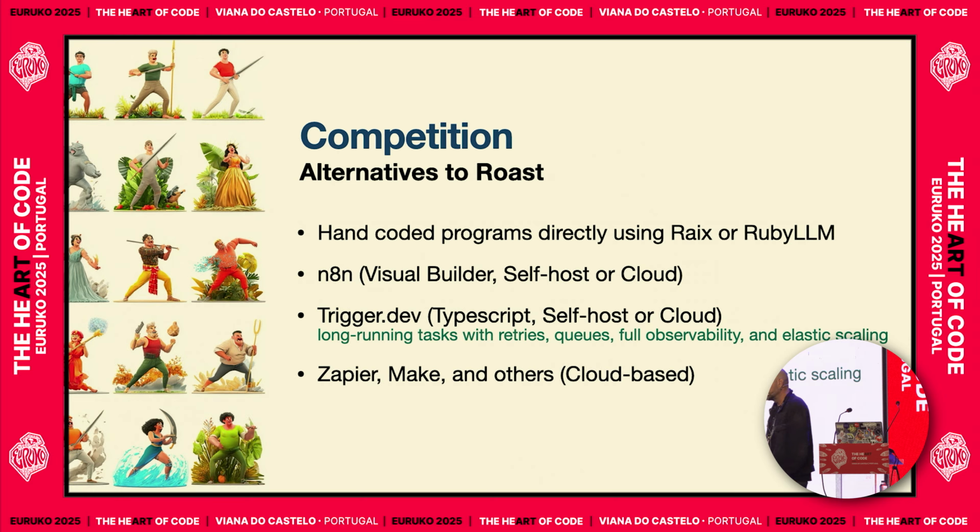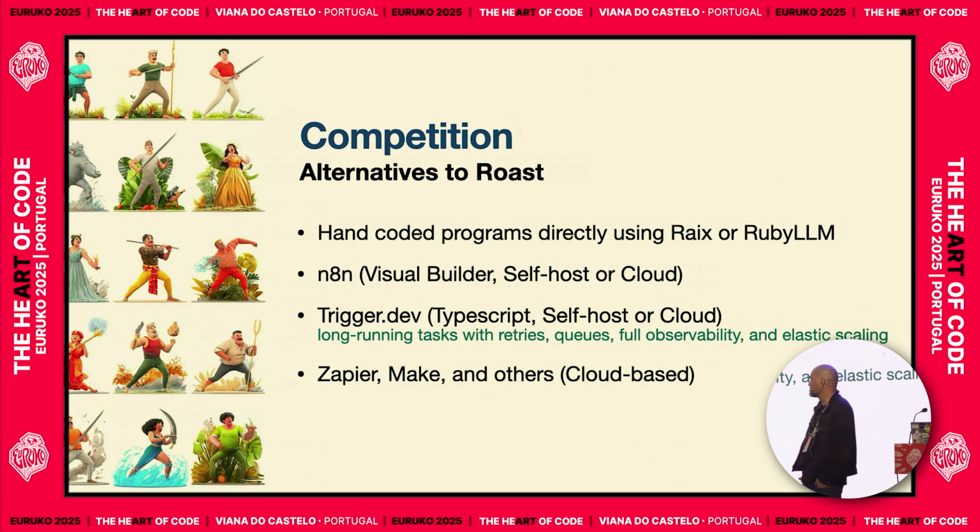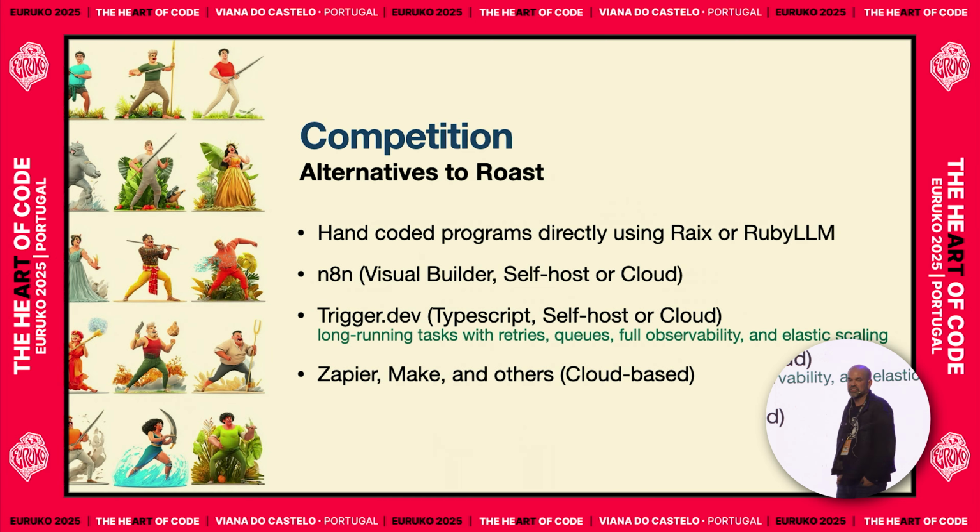I kind of alluded to at the beginning of the talk, but I didn't find any competition to Roast in the Ruby space, but there are certainly ways to do workflows if you step outside of the Ruby community. You could, of course, hand code your workflows, but outside of Ruby, there's N8N, which is a visual builder. You can self-host that yourself. It's an open source project, or you can use it in the cloud, which I think is what most people do.